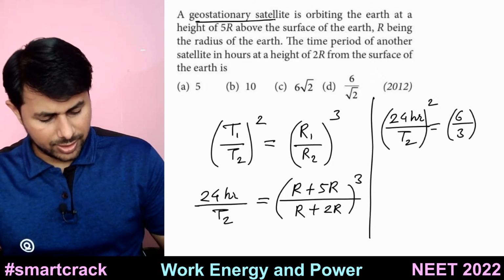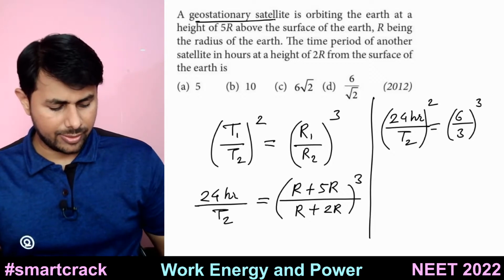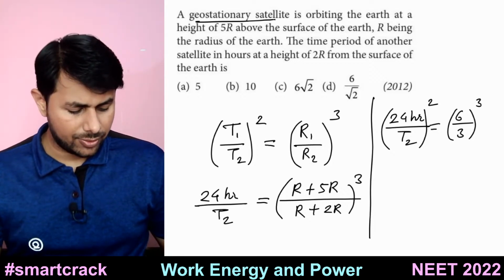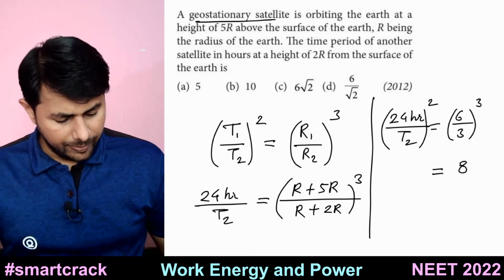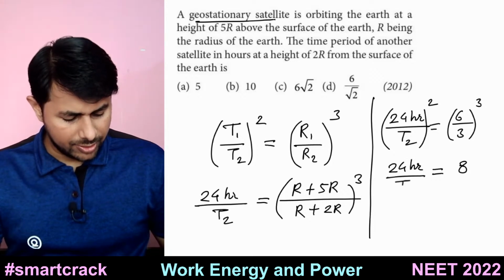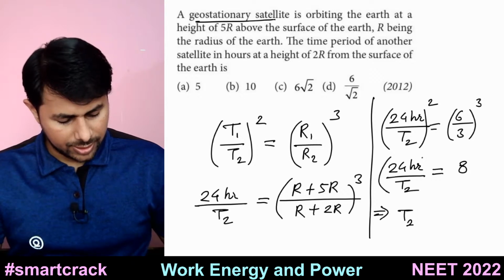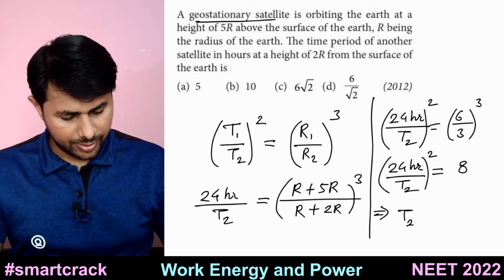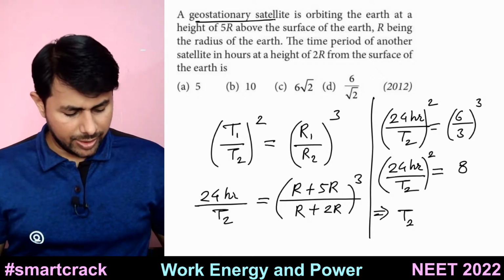We have the square of this equal to the cube of this. So 2 raised to 3, because 6 by 3 is 2. 2 raised to 3 is 8, and this is equal to 24 hours upon T2. So what will be T2? We have to take the square root of this.